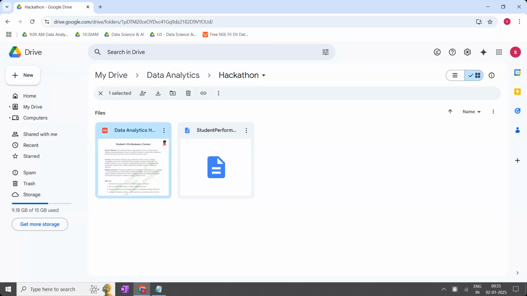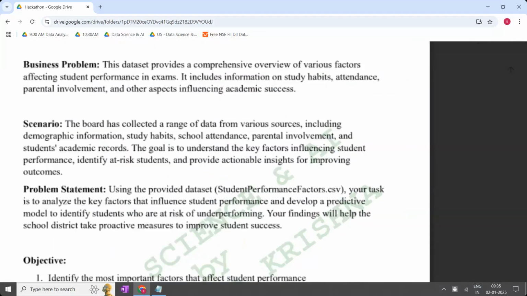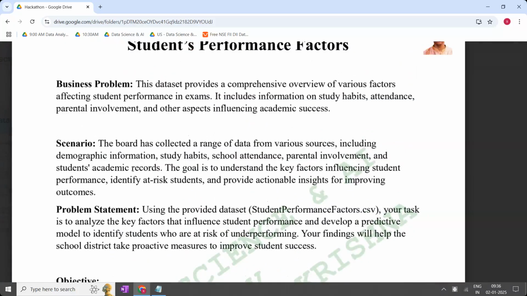Now, coming to this business problem. The business problem they have given is: this data set provides an overview of various factors affecting the students' performance in the exams, like study habits, attendance, parental involvement, and other influencing parameters. This means we have to see how the students' performance is impacted by the other parameters in the past data. Earlier, some students performed very high and some did not perform well, and we see how these factors are impacting that. That is the business problem that was given to us.